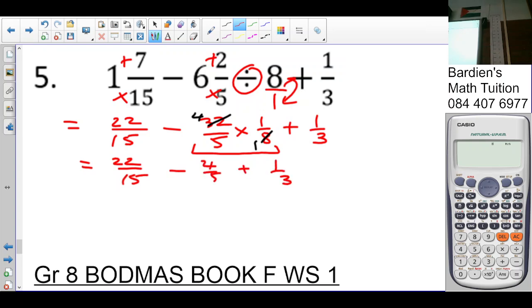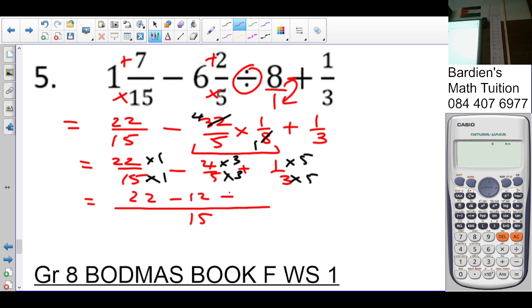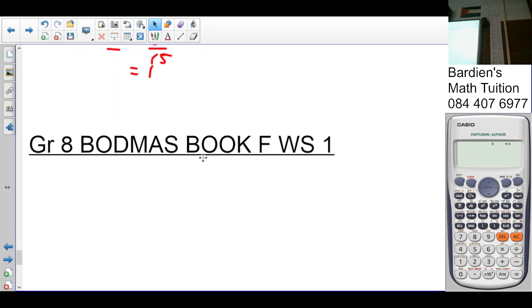People, what's your LCM here? 15. So you multiply this by 1, that by 3, this by 5. So 22 minus 12 plus 5. What's 22 minus 12? 10 plus 5 is 15. So it's 15 over 15, which is? Who got that sum right? Nice. Go and give your work in. Right. Have you completed already? Okay, nice. I'm glad.